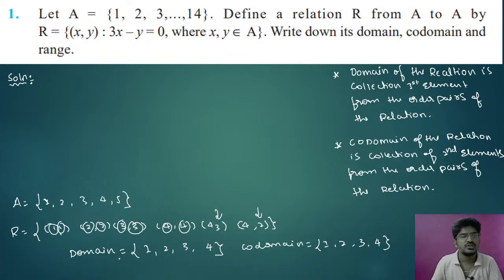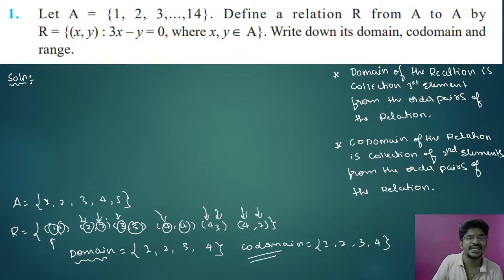So the domain is the collection of first elements of the ordered pairs, and the codomain is the collection of second elements from the ordered pairs. So this is the domain and codomain. From this, I think now you have an idea of what is domain and codomain and how to write the set of domain and codomain.